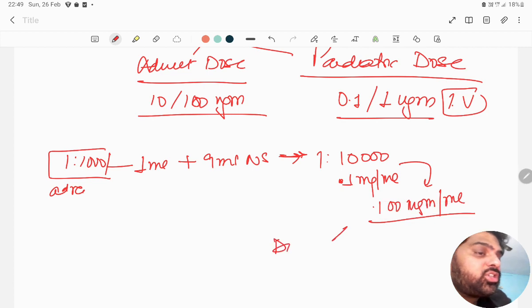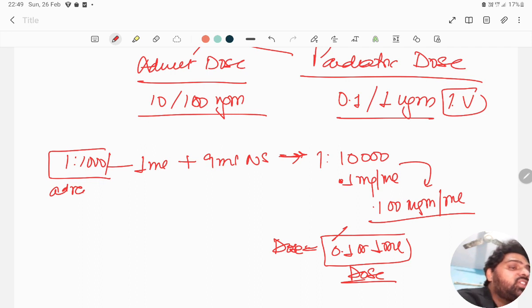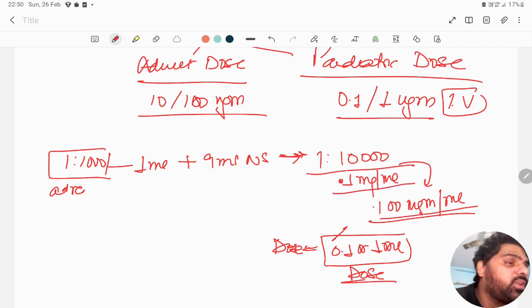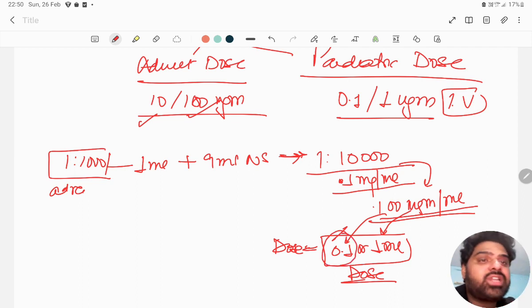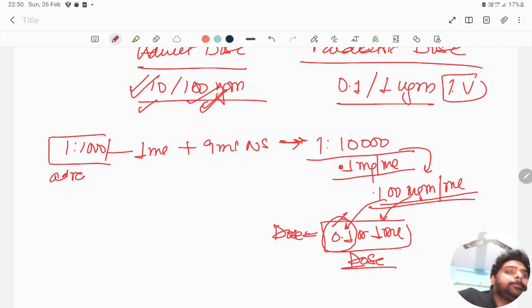So whichever dose we need, 0.1 ml or 1 ml, that will be the dose. After first diluting it with 9 ml, what we get is 1:10,000, that is 0.1 mg per ml or 100 microgram per ml. Since the dose is 10 to 100 microgram, we will use only 1 ml or 0.1 ml. If we use 0.1 ml, that means 10 microgram, and if we use 1 ml, that means we are giving 100 microgram. So this is how you give it in adults.